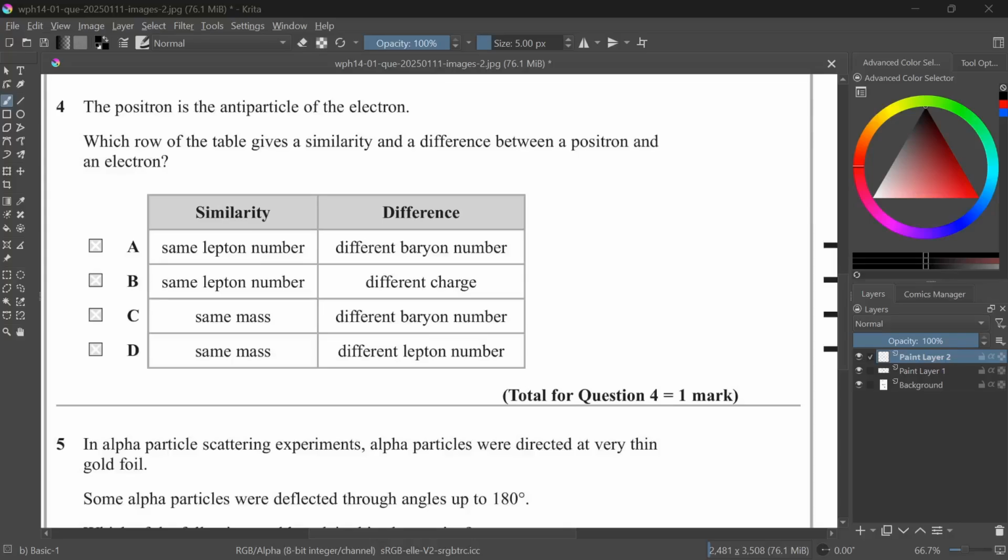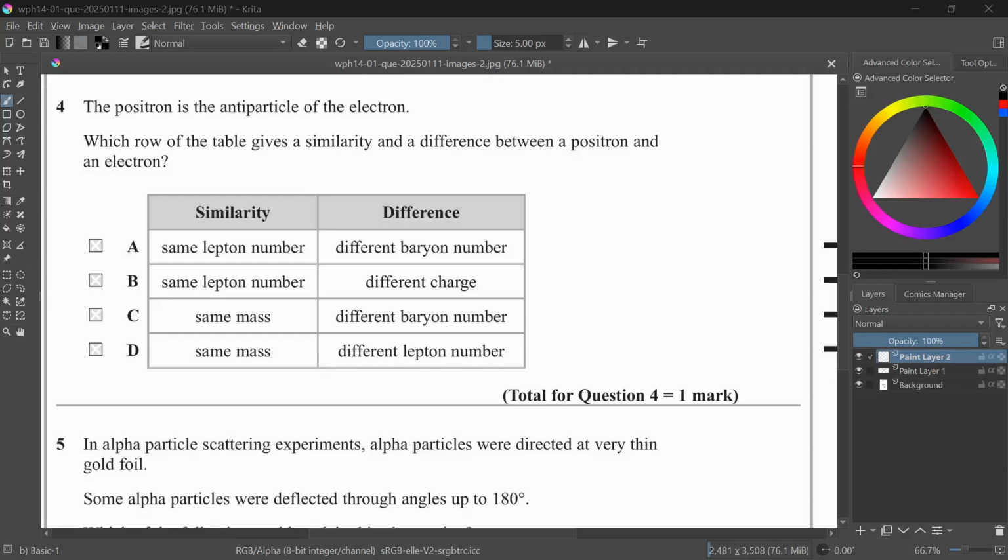Okay, so we have this question right here. It says the positron is the antiparticle of the electron. Which row of the table gives the similarity and a difference between a positron and an electron? Okay, so there is not much of a shortcut here. You just need to learn some facts about them.